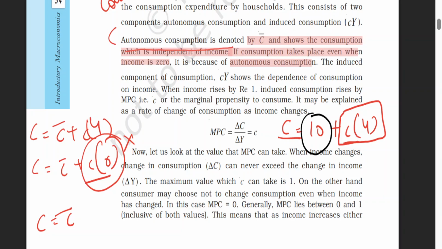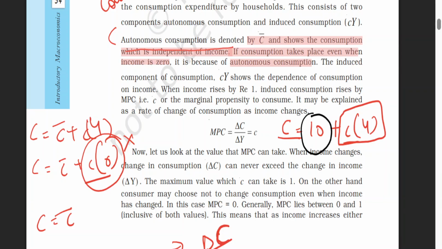Now, this small c in the Keynesian consumption function is termed to be MPC. MPC is the marginal propensity to consume. The full form of MPC is marginal propensity to consume. It explains the rate of change in consumption as your income changes. So this particular factor is going to tell you, with respect to your income, where income is independent, if your income is changing, then what effect our total consumption function is going to have.